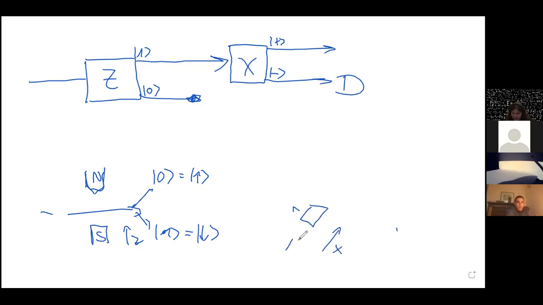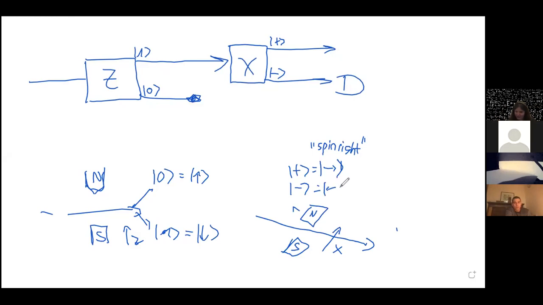So I have my north and south. And there I get plus, which is more or less spin right. This is something I have to write in quotation marks, because it is just something you could think of, but it's not that mathematically correct. And you can have minus, which is more or less the other way around.